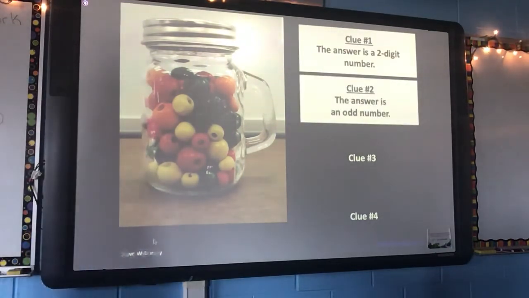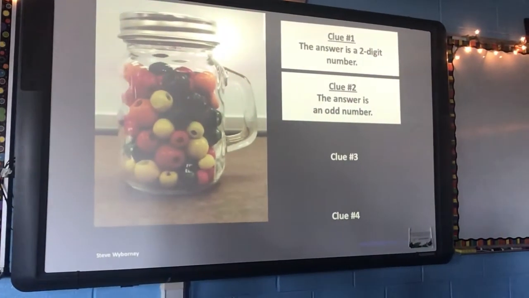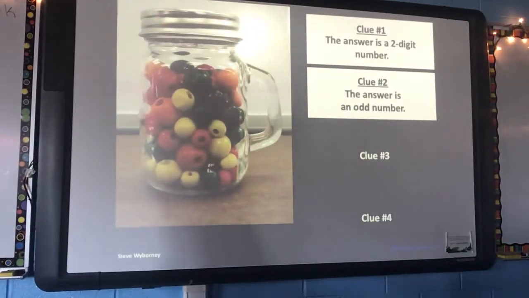All right, here we go, clue number 2: the answer is an odd number, so you might need to make a new estimate. I know I had lots of even numbers end with an even number. Raina, if I'm talking, you're not, please. So I had some 30s, I had some 38s, I think I had a 36. None of those would work now. So make a new estimate.